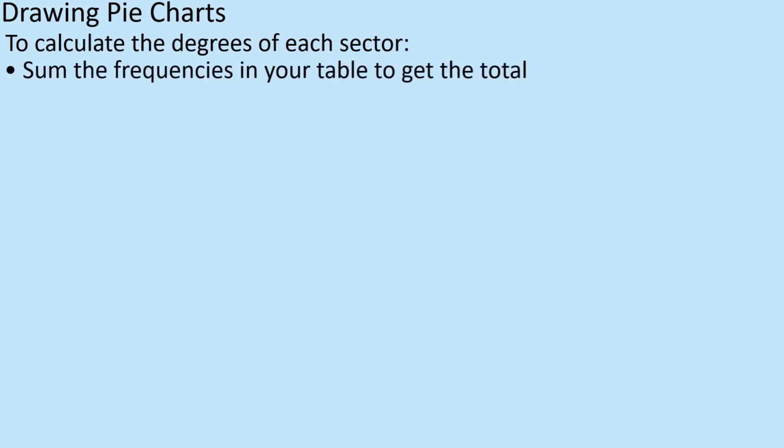What about drawing them? Drawing's a little bit different because I need to figure out the angles to draw. So you need to calculate the degrees in each of the sectors. You need to know how many people there are in the table, because that's going to represent the whole circle. And then from there, you need to do 360 divided by that total.